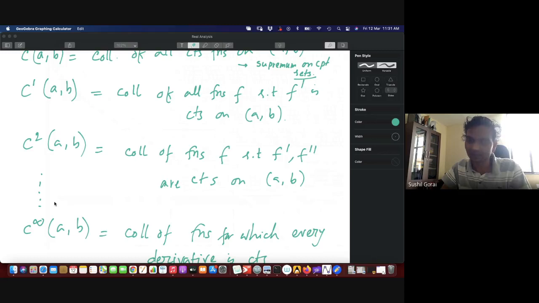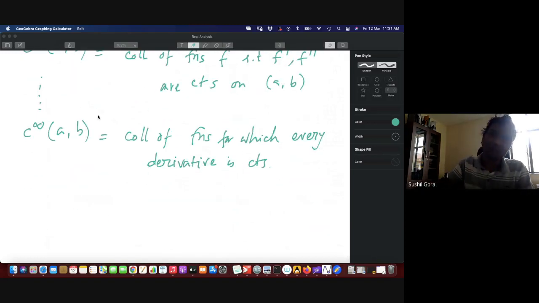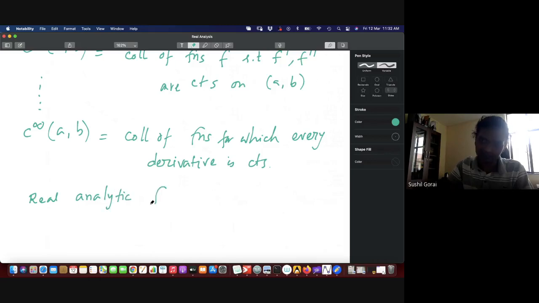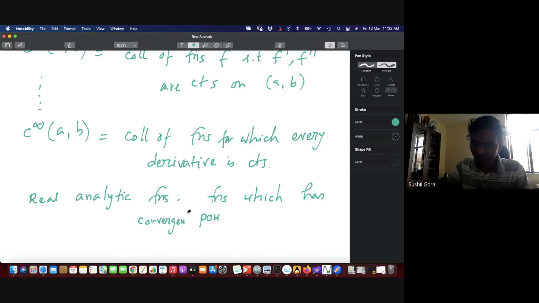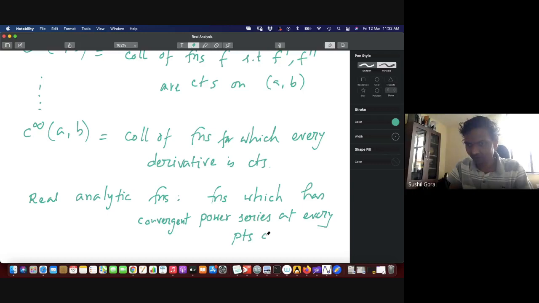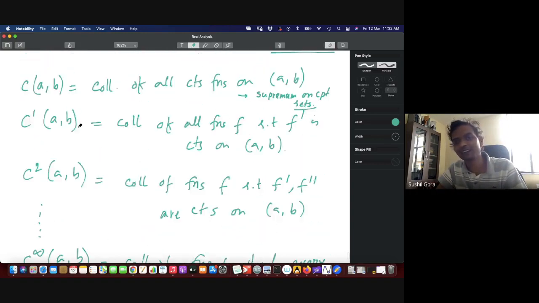And then one would consider real analytic functions, which have a convergent power series at every point of (a,b). All right, so these are classes of functions you will be studying if you go further.